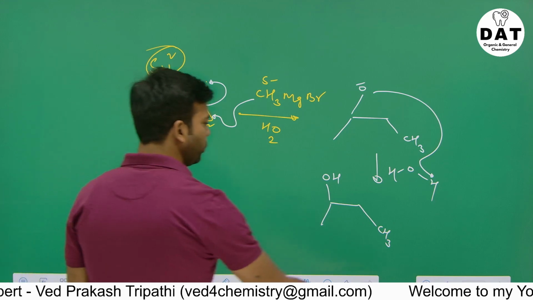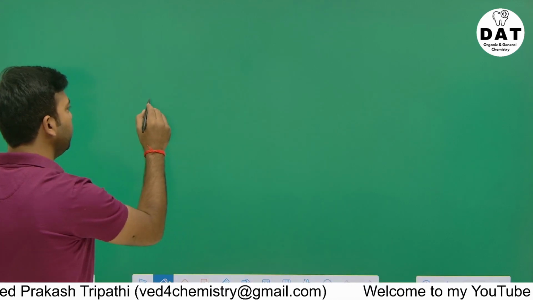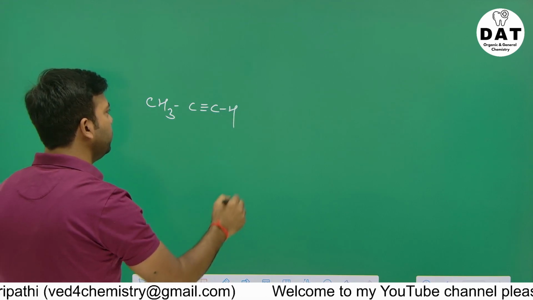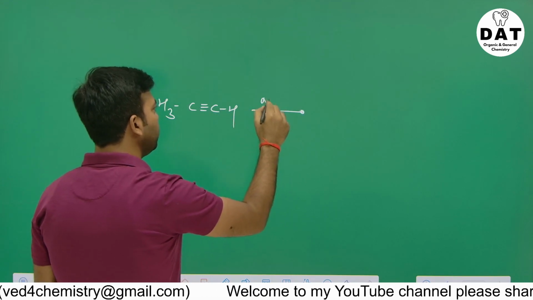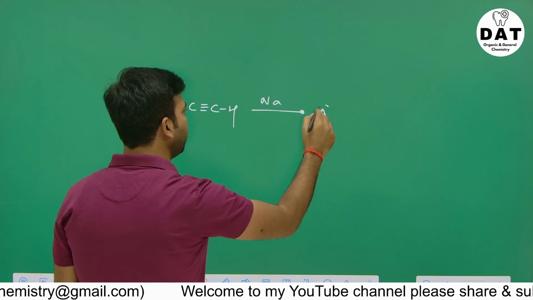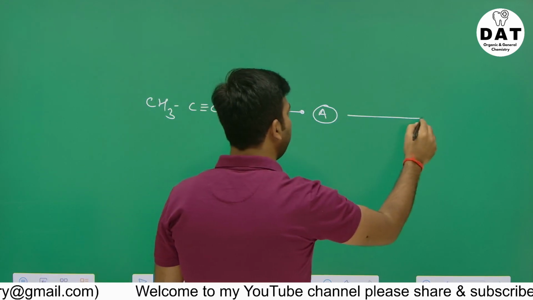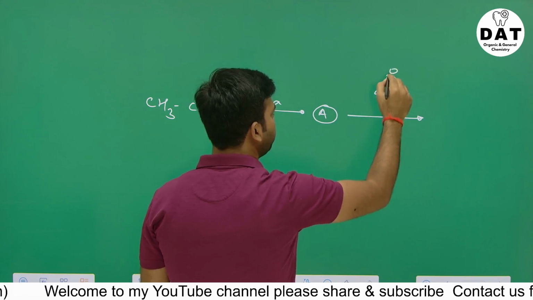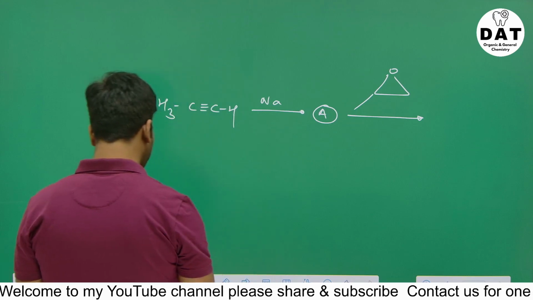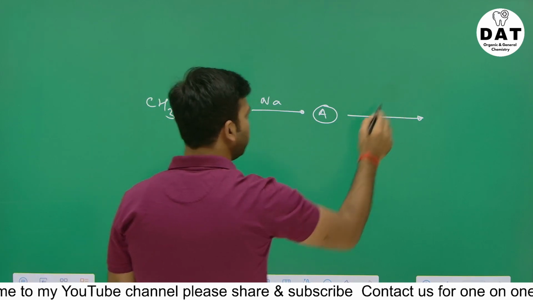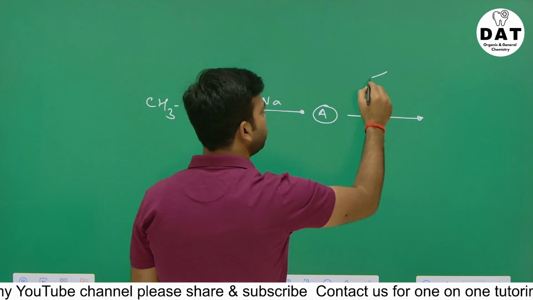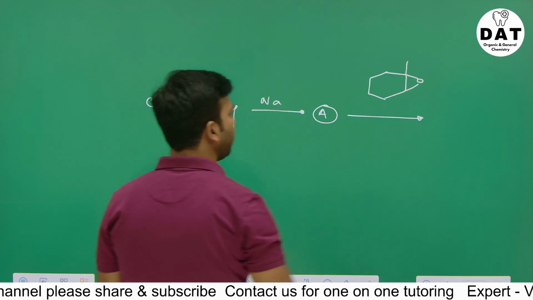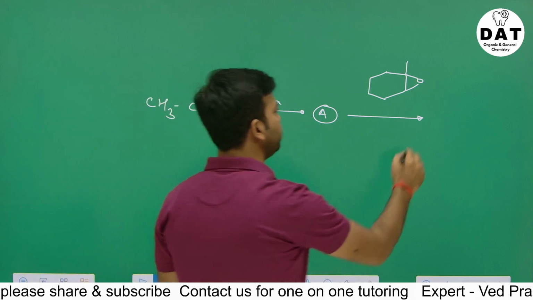And acetylide is also a very common one. Suppose you have an alkyne like this. The first step is supposed to be Na metal. This is unknown product A. And then it is treated with this epoxide. Let's discuss some ring ones. Suppose we have this one. So what should be A and B?